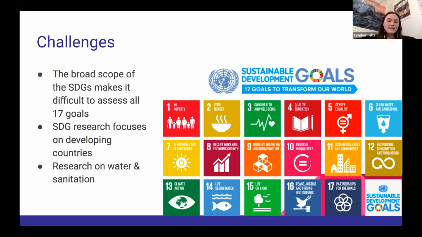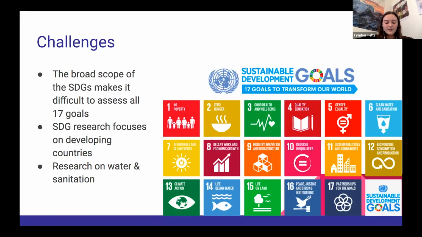And the second one is Sustainable Development Goal research focuses on developing countries, which makes sense, but I think that it's important to look at what developed countries are doing as well. And then we also have the last one, which is research on water and sanitation. There's a lot of research on citizen science and the Sustainable Development Goals, and a lot of research on water and sanitation. However, there's not a lot of research that combines the two together. And I was able to remedy this by connecting it to research being done by Crowd the Tap.